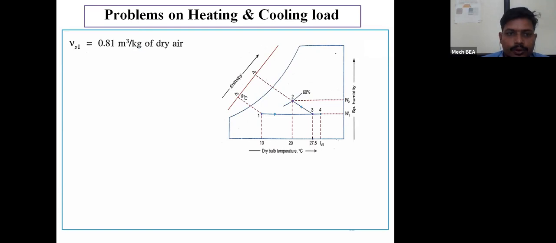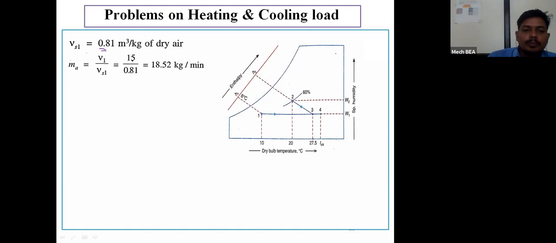Okay, so here, specific volume corresponding to point 1 is 0.81 or 0.82 meter cube per kg of dry air, and as volume of the air is equal to 0.3 into 50, which is nothing but 15 meter cube per minute. Based on this, I got the value of mass of air. So mass of air is equal to 18.52 kg per minute.